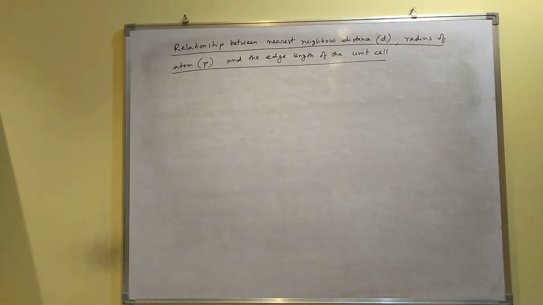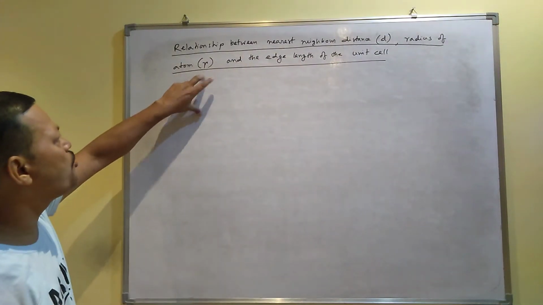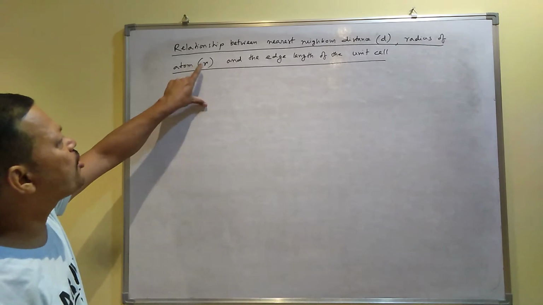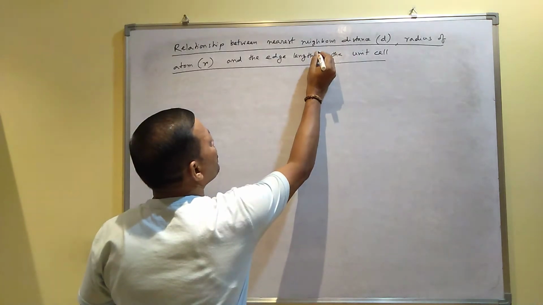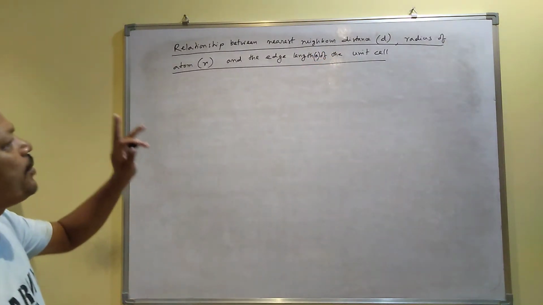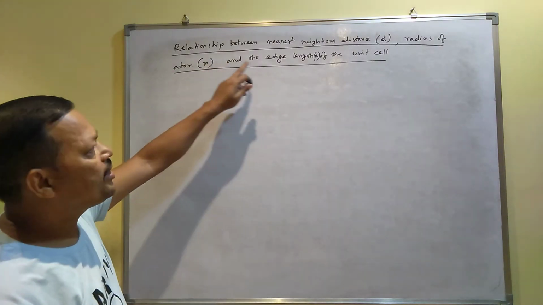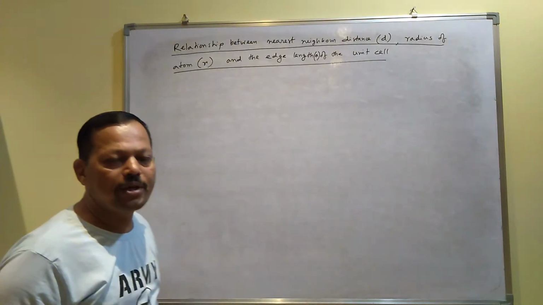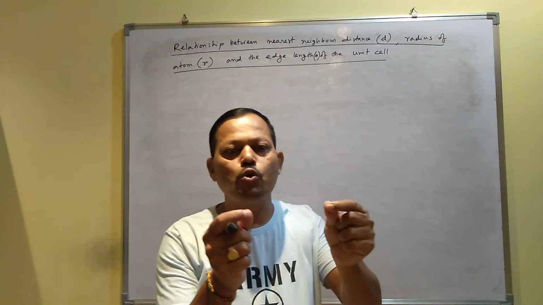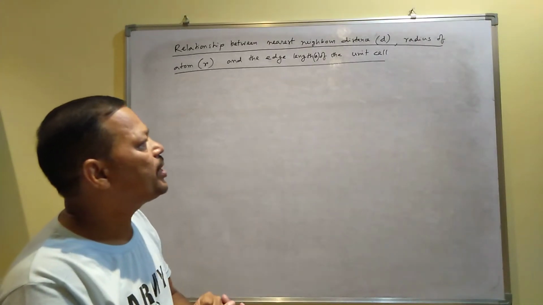Okay, now this is another topic: the relationship between nearest neighbor distance, which is represented by d, radius of atom r, and the edge length of the unit cell. Edge length is represented by the symbol small a. So what is nearest neighbor distance? It is the distance between two closest particles. That distance is called nearest neighbor distance, and it is represented by the symbol d.